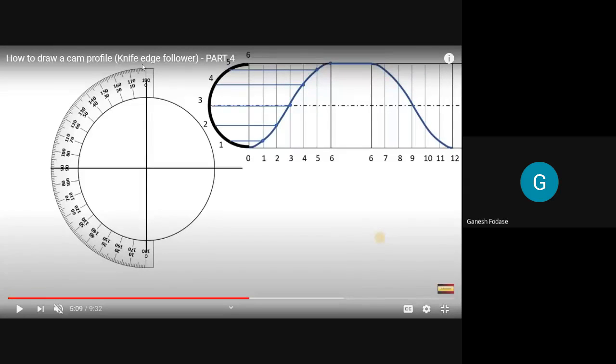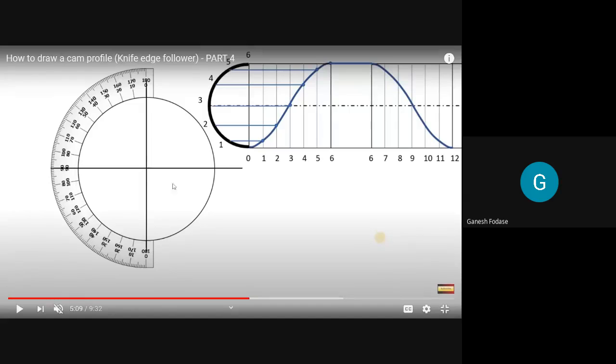The follower is a knife edge follower. The second thing I have to check is whether it is radial or offset. We have to check the given data carefully. It is a knife edge follower, but radial or offset we have to check. I think offset is given, but we'll check now. If offset, then how to draw? If radial, then how to draw? And one more thing we have to check is how the cam rotates. It is given that the cam rotates clockwise.